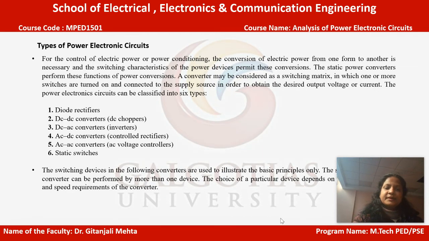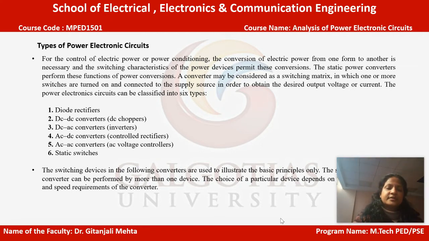Next, coming to the types of power electronic circuits. For the control of electric power or power conditioning, the conversion of electric power from one form to another is necessary, and the switching characteristics of the power devices permit these conversions. The static power converters perform the functions of power conversion. A converter may be considered as a switching matrix in which one or more switches are turned on and connected to the supply source in order to obtain the desired output voltage or current.